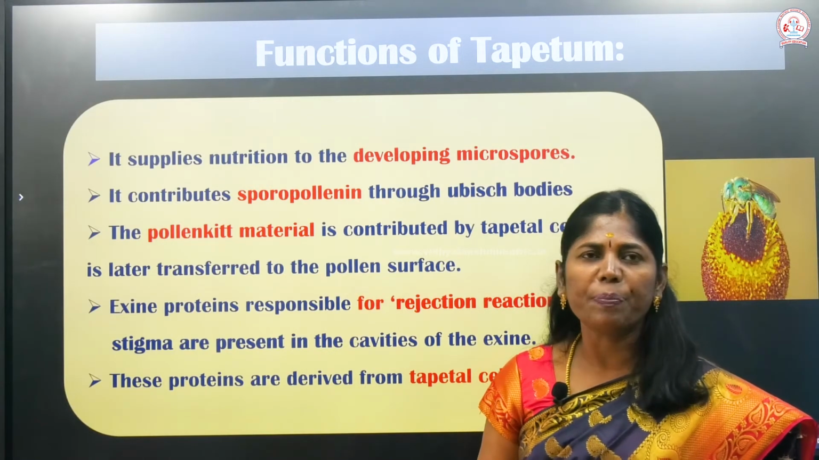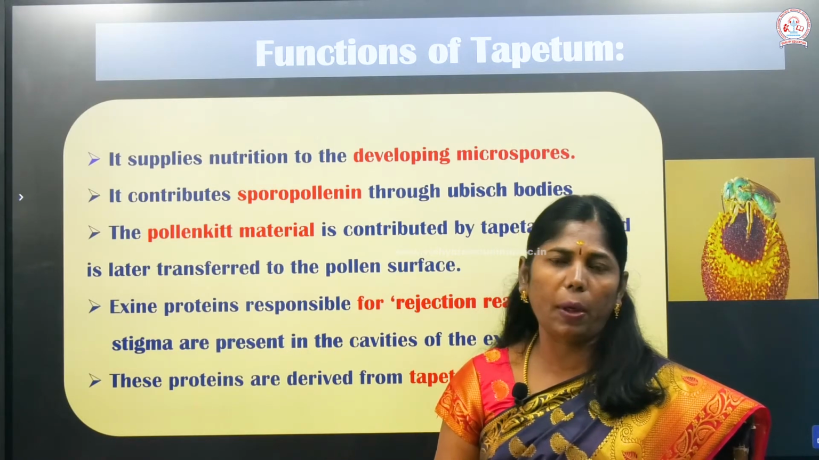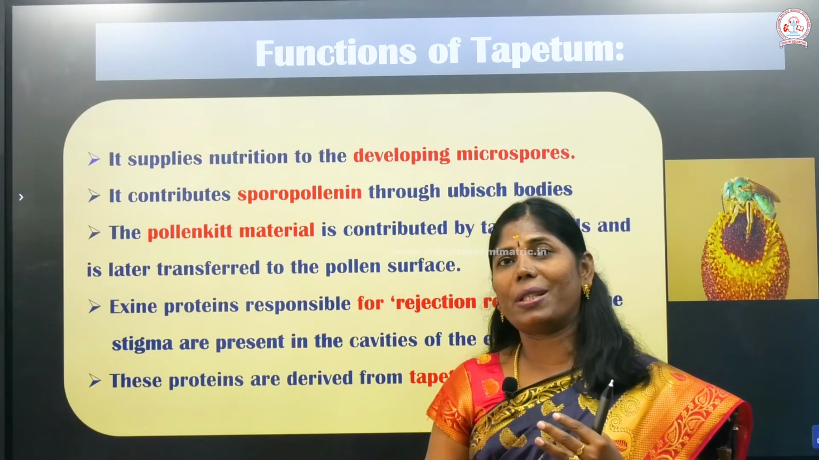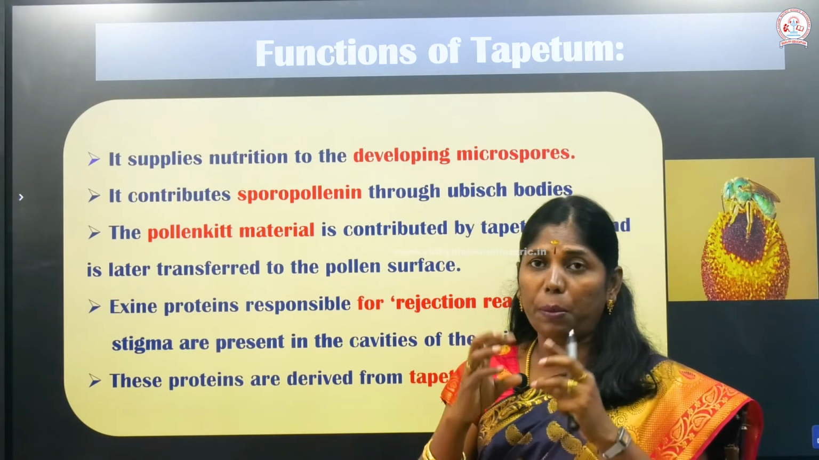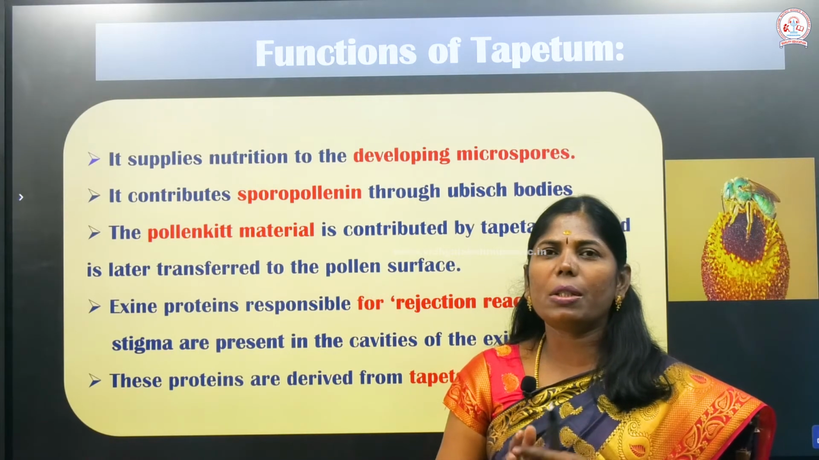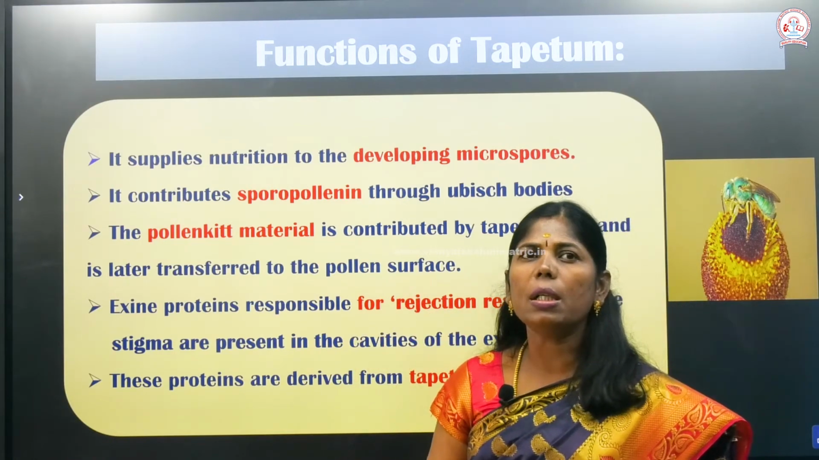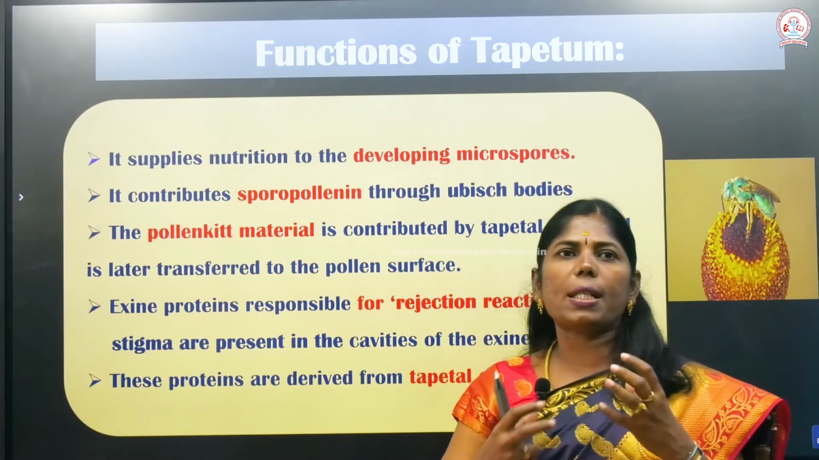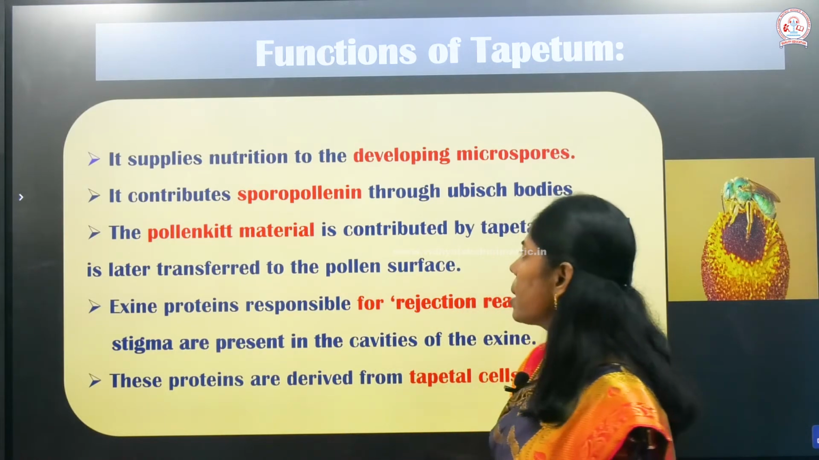Okay, the first point is supplying nutrition to the developing microspores, and the second point is that they produce sporopollenin. Sporopollenin is formed through Ubisch bodies, which are produced by the secretory tapetum. And pollen kit materials form the outer surface, the beautiful yellow to orange color. That is the attractive part of the pollen grains, which attracts the insects for pollination. This is also derived from the tapetal cells and later placed on the surface of the pollen grains. And the exine protein is responsible for the rejection reactions of the stigma.